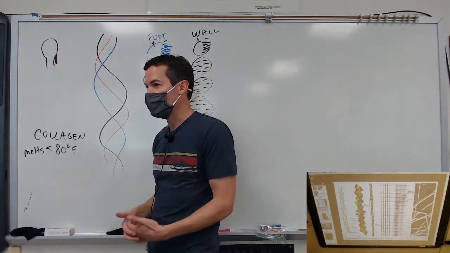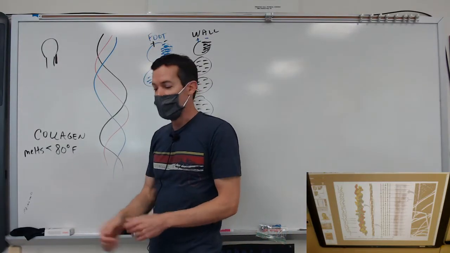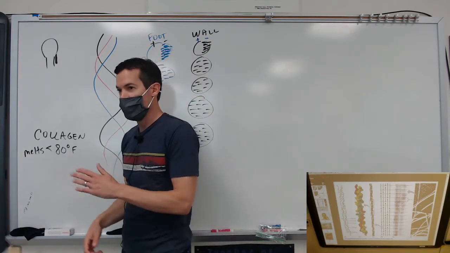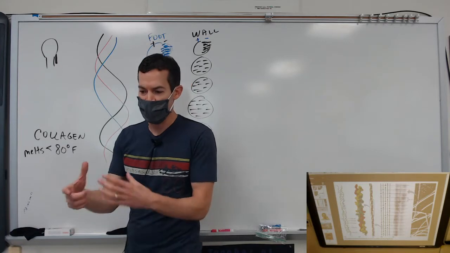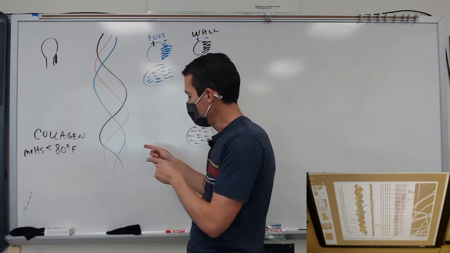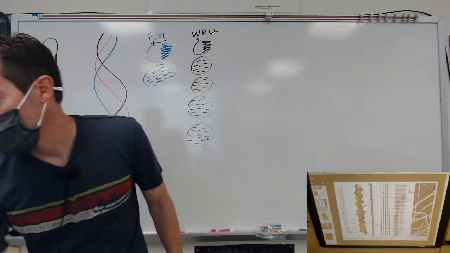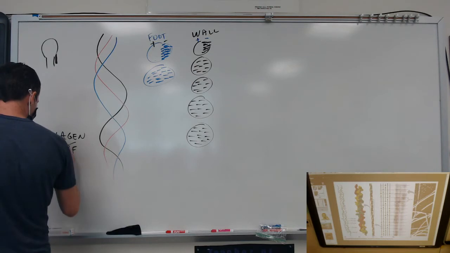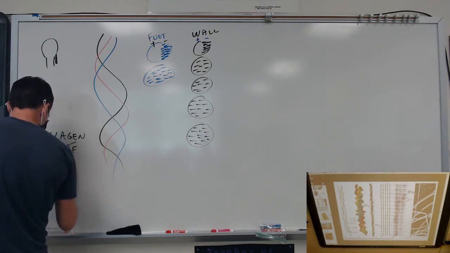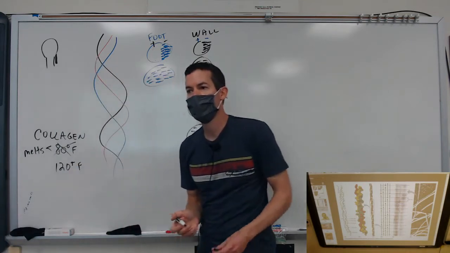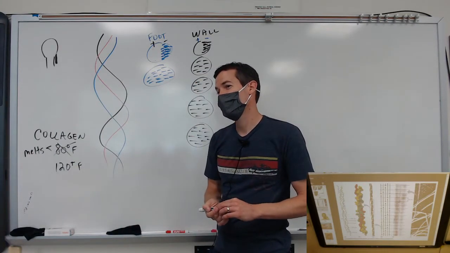Ligaments and tendons are the same thing. If you attach a bone to a bone, we call it a ligament. If you attach a muscle to a bone, we call it a tendon, but otherwise they're made out of essentially the same stuff. Okay, if I do have vitamin C though, then now I don't melt at 80. Now I melt at 120 plus if I eat vitamin C.